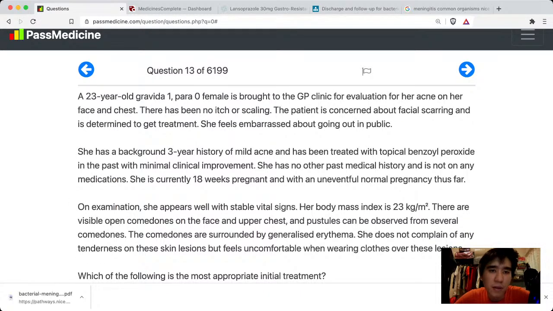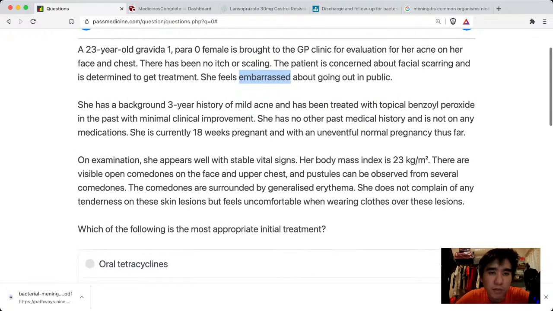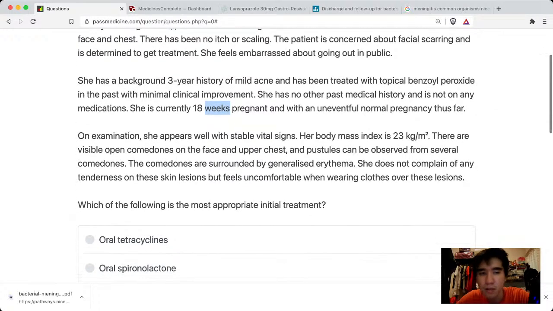A 23-year-old gravida 1 para 0, so currently pregnant with her first pregnancy, is brought to the GP clinic for evaluation of acne on her face and chest. There has been no itch or scaling. The patient is concerned about facial scarring and is determined to get treatment. She feels embarrassed about going out in public. She has a 3-year history of mild acne and has been treated with topical benzoyl peroxide in the past with minimal clinical improvement. She has no other past medical history and is not on any medications. She is currently 18 weeks pregnant with an uneventful, normal pregnancy thus far.